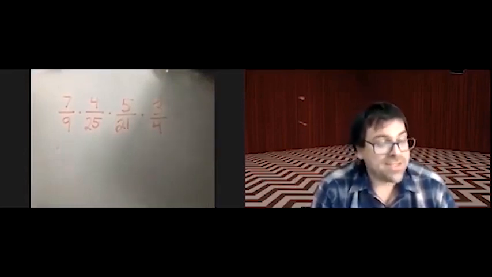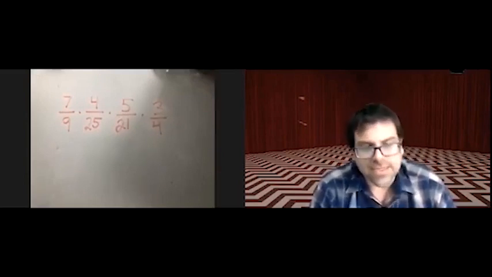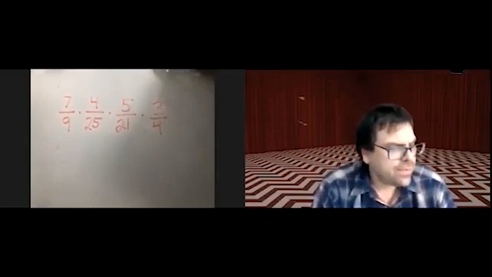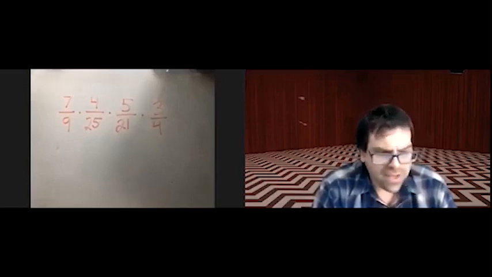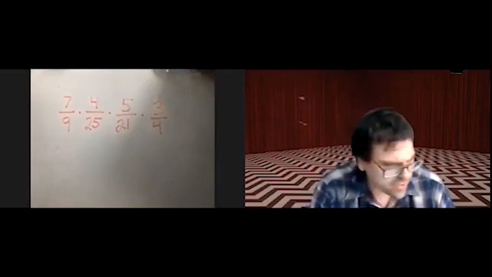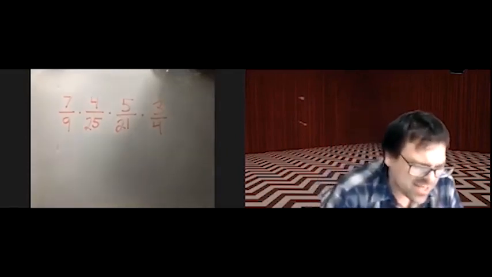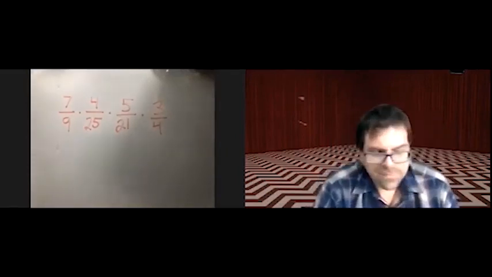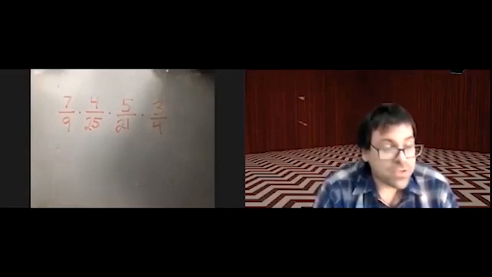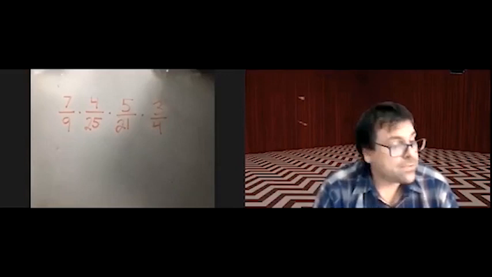Otherwise, we'd have to do 7 times 4 is 28, times 5 is 140, times 3 is 420, I believe, all over 9 times 25 is 225, times 4 would be 900, times 21 would be a big number. So big number over big number, we would have to reduce that. So we would like to cancel.